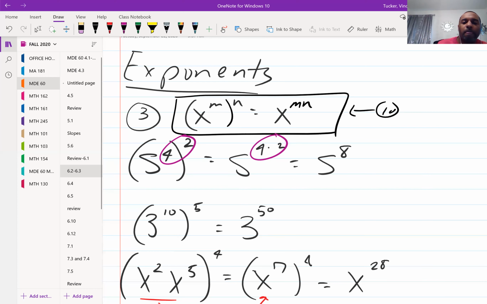All right. Same thing here. We have 3 to the 10th raised to the 5th power. 10 times 5 is 50. So it's 3 to the 50th power.